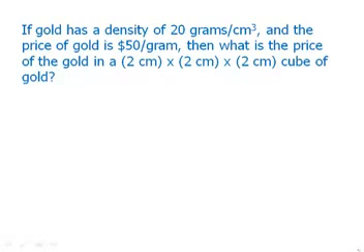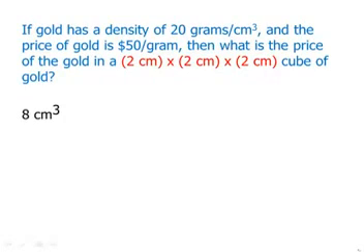Okay, this is very tricky. We have a couple rates. We have the 20 grams per centimeter, we have the $50 per gram, and then we have this initial starting amount, the starting volume, which is 2 centimeters cubed. So first thing I'm going to do is I'm going to start there. I'm going to multiply those out, and I get 8 cubic centimeters.